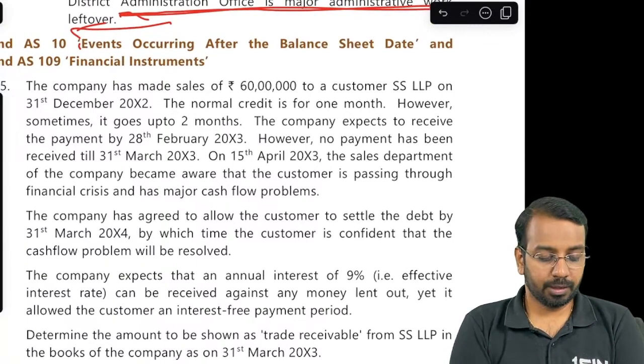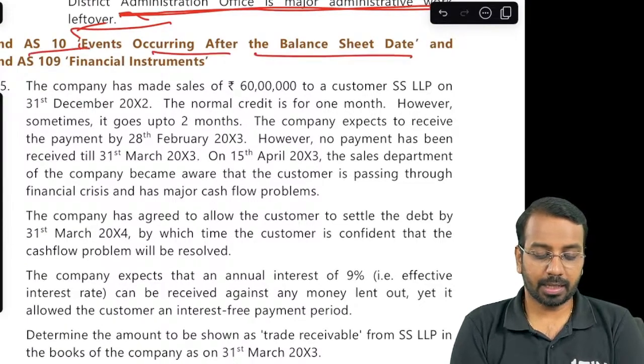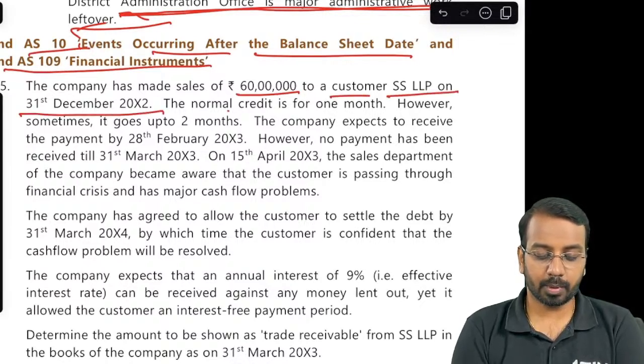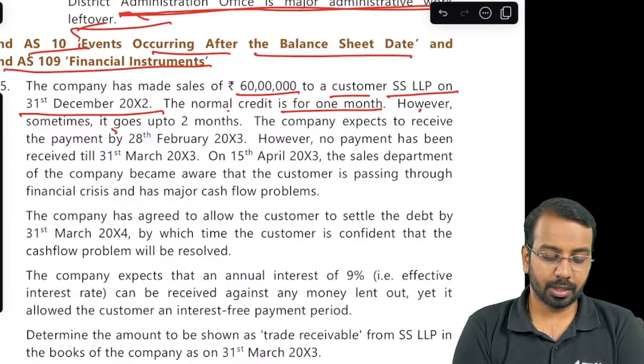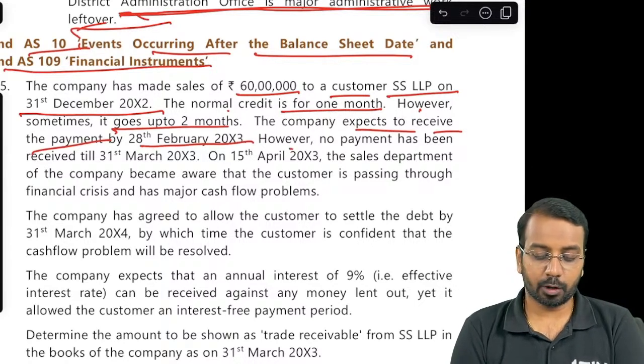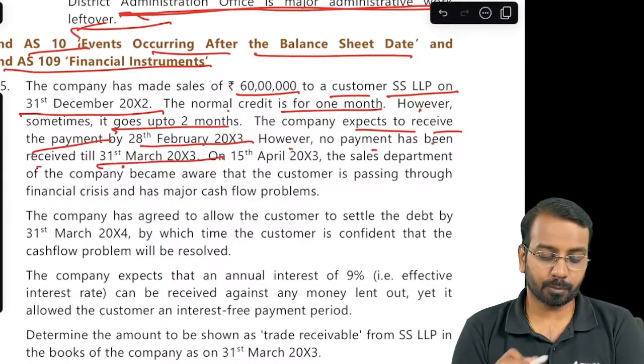Then the question number 15, in Ind AS 10, events occurring after the balance sheet date, and Ind AS 109. Company has made sales of 60 lakhs to a customer SSLLP on 31st of December. Normal credit is for 1 month. However, it goes up to 2 months sometimes. Company expects to receive the payment by 20th of February of year 3. However, no payment has been received till 31st of March of year 3.